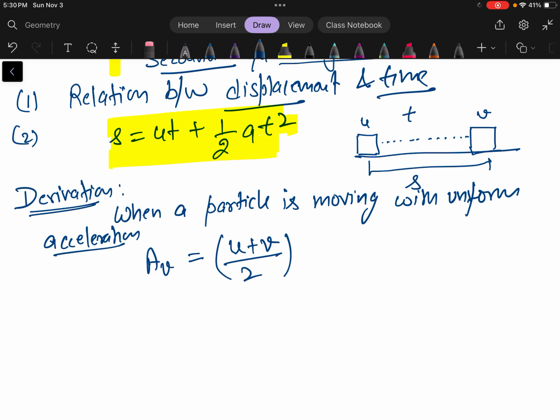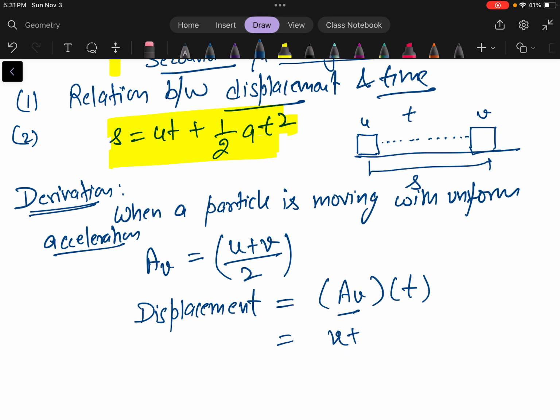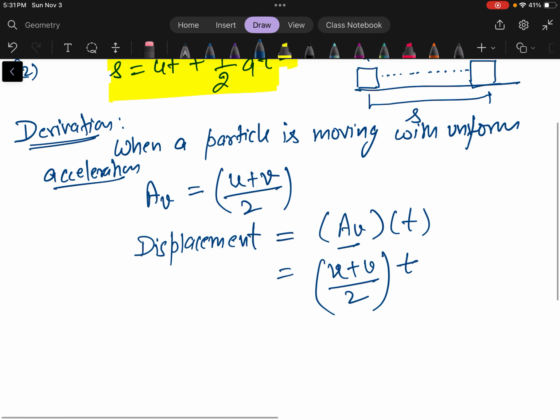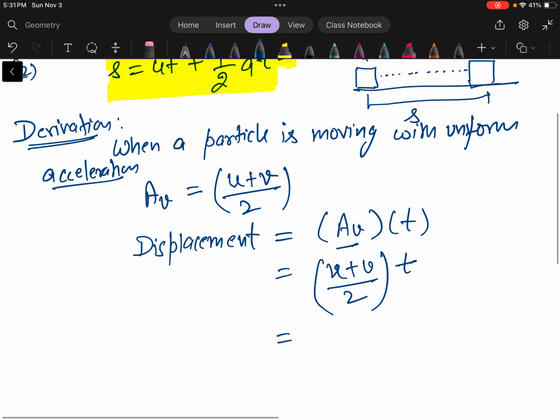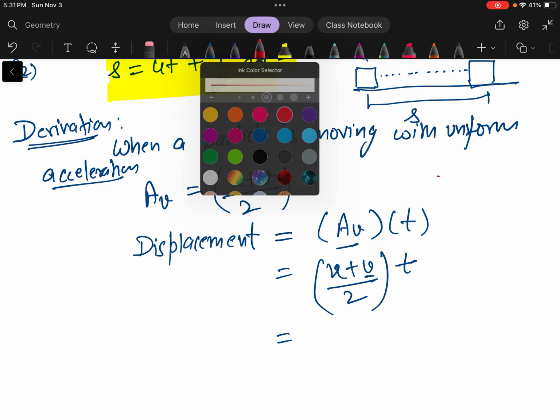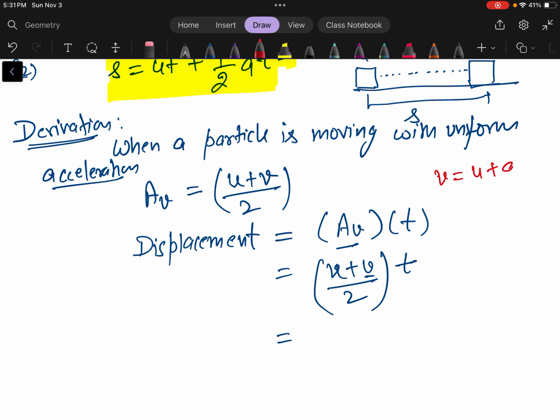Now the next point is displacement. Displacement is equal to average velocity into time. This is the formula of displacement. We substitute the value of the average velocity, u plus v by 2, and multiply it by t. Now we will substitute from the first law of motion, which is v is equal to u plus at.